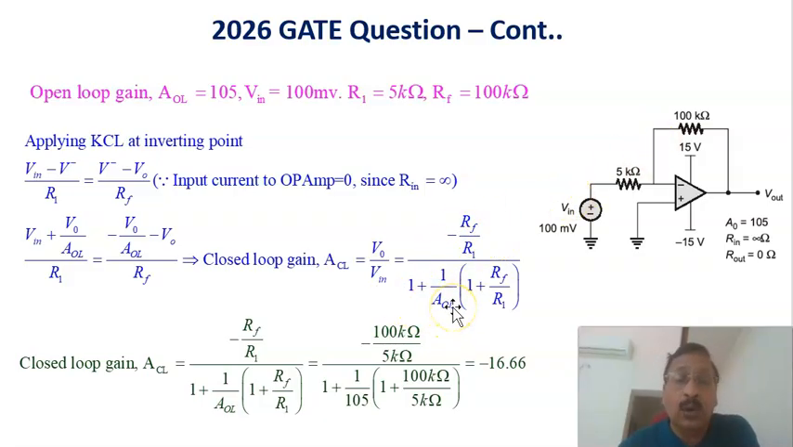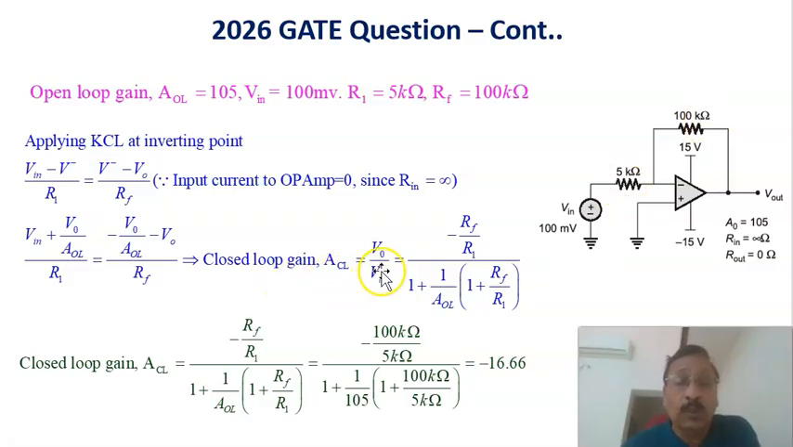In the normal case, as I already explained, we assume the open loop gain as infinity. In that case, this term will become 0. That is why normally we say that the gain of an inverting amplifier equals minus RF by R1. But in this problem, it is not infinity, it is given some value, 10^5. That is why we are deriving the equation for the gain of the op amp in terms of the open loop gain and the resistance values, input resistance R1 and RF.